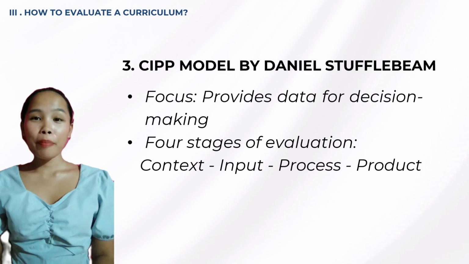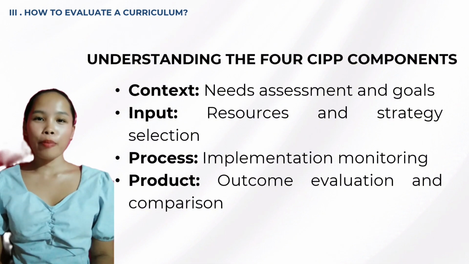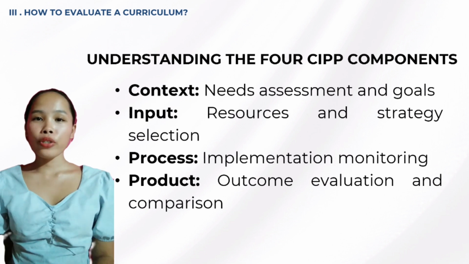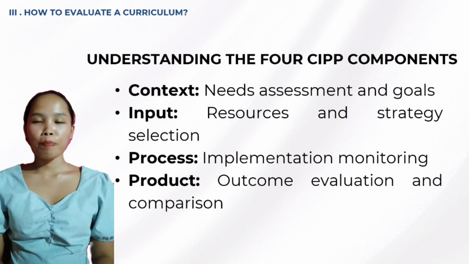So now for CIPP, it stands for context, input, process, and product. Context means needs assessment and goals, while input is resources and strategy selection. While the process is the implementation and monitoring, and lastly the product is the outcome evaluation and comparison. So overall, CIPP evaluates not just the outcomes but also planning, resources, and implementation.